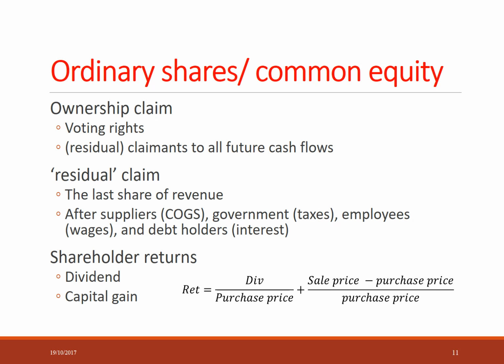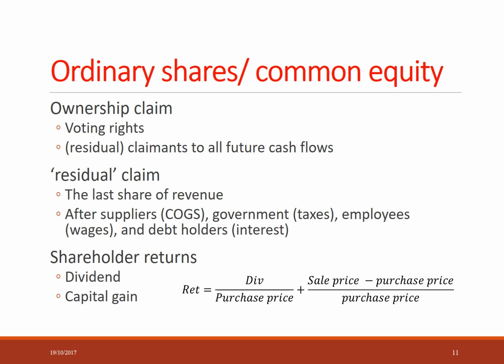With ordinary shares, as we mentioned before, an ordinary share has voting rights, and it's a residual claim in the sense that ordinary shareholders get paid last, right? After the suppliers, after the tax payments, after wages, after debt holders, and after the preference shareholders as well.